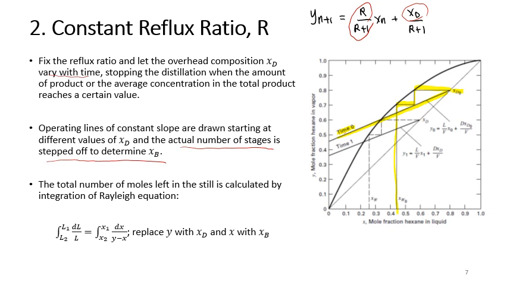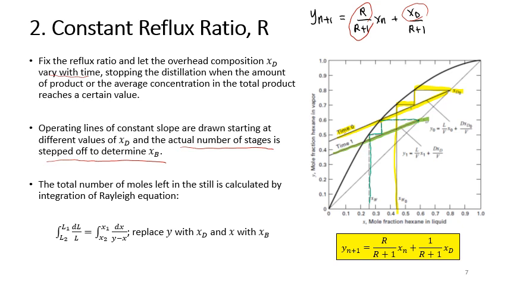Then at time 1, your xD will change at this point of time. So you start the stepping of stages with the same operating line gradient. See, it's the same operating line for these two ROL. So you step off these stages, because in this case only 2 stages, you step off 2 stages and you get the xB for the second xD, and you repeat until you get the final value of xB.